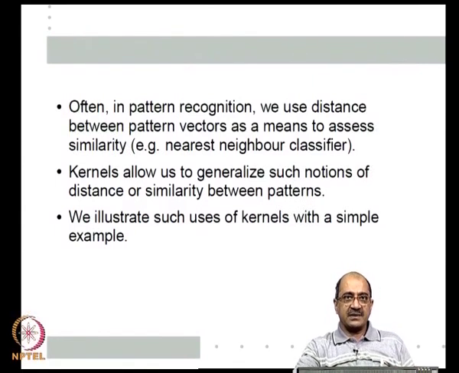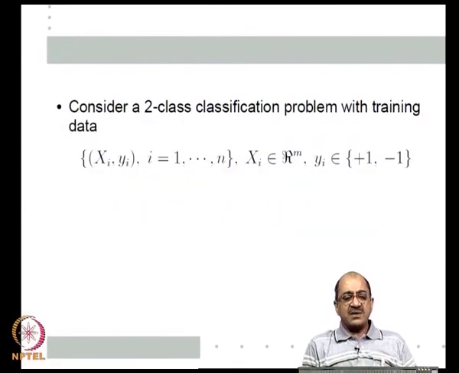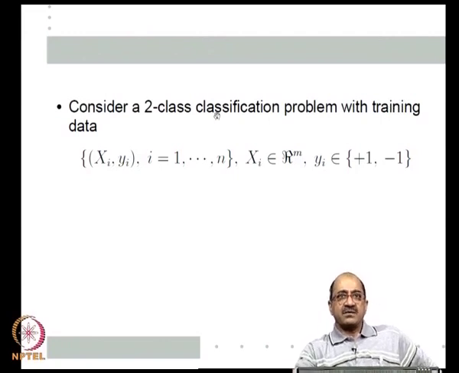For the example, let us take as usual a 2 class classification problem. Let us say (x1, y1), ..., (xn, yn) are the samples, the classes are +1 and -1, and the feature vectors are in R^m.